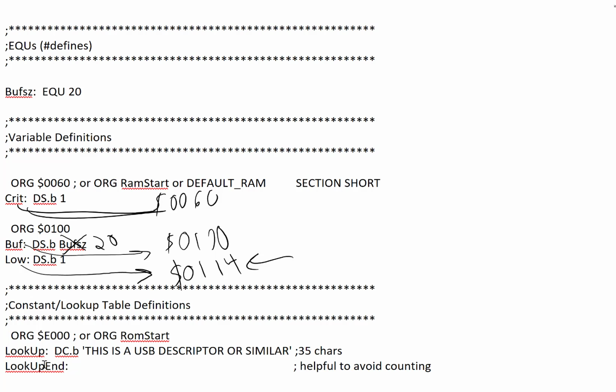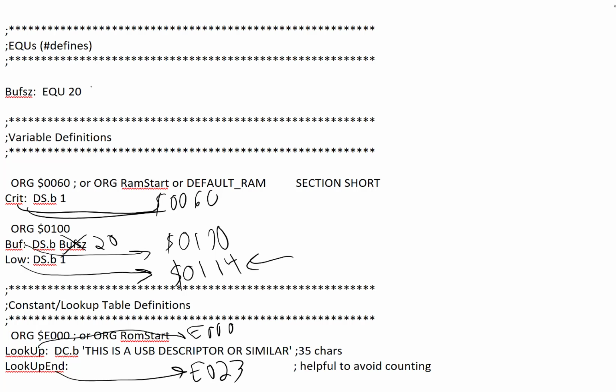We're not going to use lookup end directly, but we will use the difference between lookup end and lookup in order to programmatically determine how many characters are in this string, so that if I then update this string, I can use the difference between these two as a constant to do checks to see if we've gone past the end of the string. You could also null terminate the string with another byte. This is just a different technique to show you. Now that does make the label lookup $E000. It also makes the lookup end $E023, since E02 is 32 and then 3 is 35.